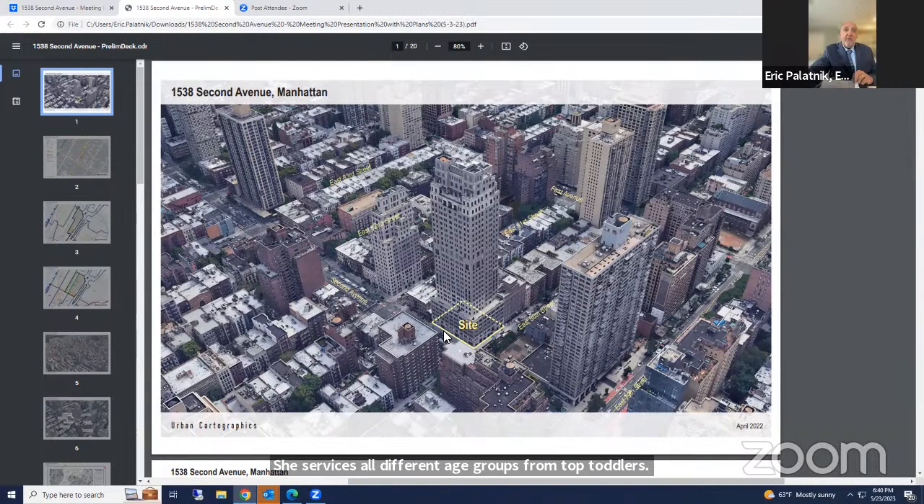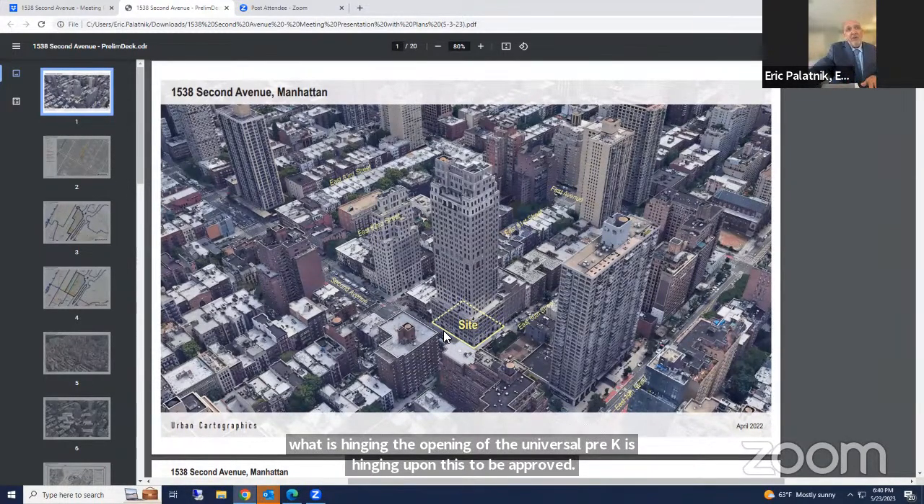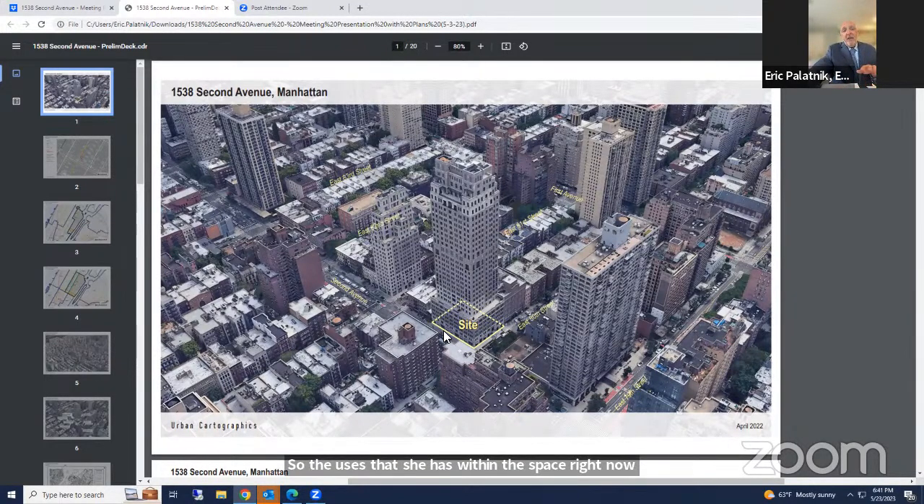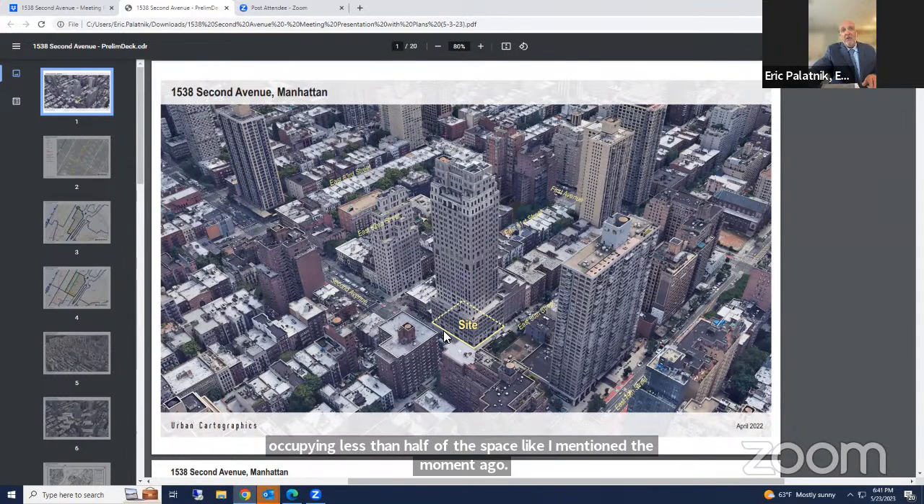She has a universal pre-K program within the building, within the space. The opening of that universal pre-K is hinging upon this to be approved. So the uses that she has within the space right now are occupying less than half of the space, like I mentioned a moment ago. And as soon as she gets this approval, which we hope is going to come over the summer, DOE has given her the authorization to have a universal pre-K.